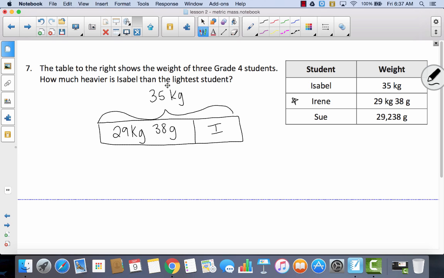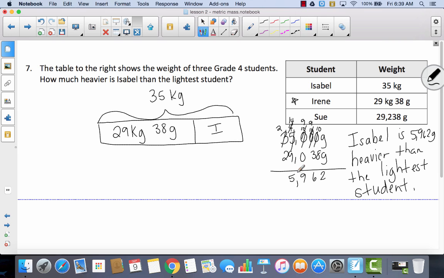So if I know the total and I know a part, what am I going to do to find the missing part? I'm going to subtract, right? Well, because this is kilograms and I'm subtracting grams, I'm going to convert all of this to grams and then I'm going to find the total. I'd like for you to pause the video and try to do the rest of this by yourself.